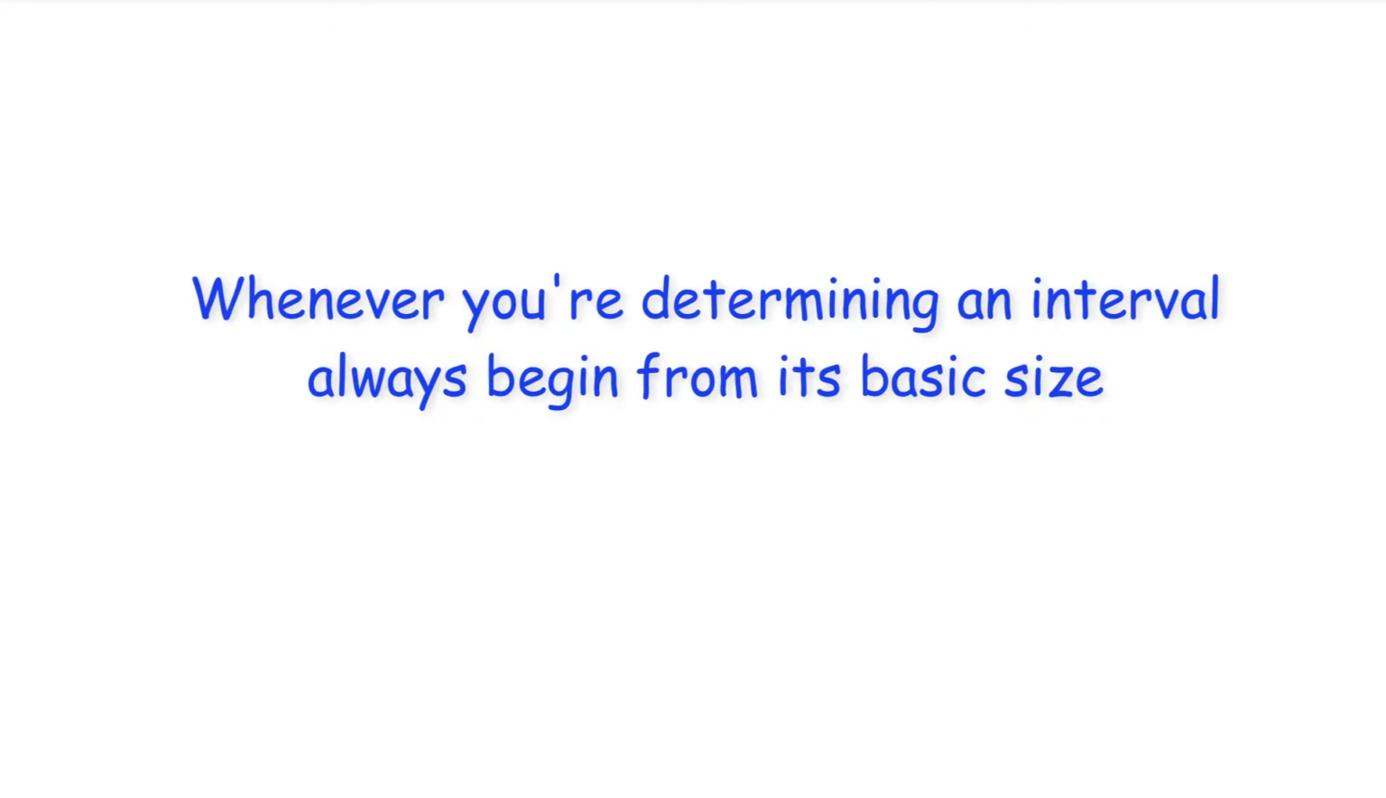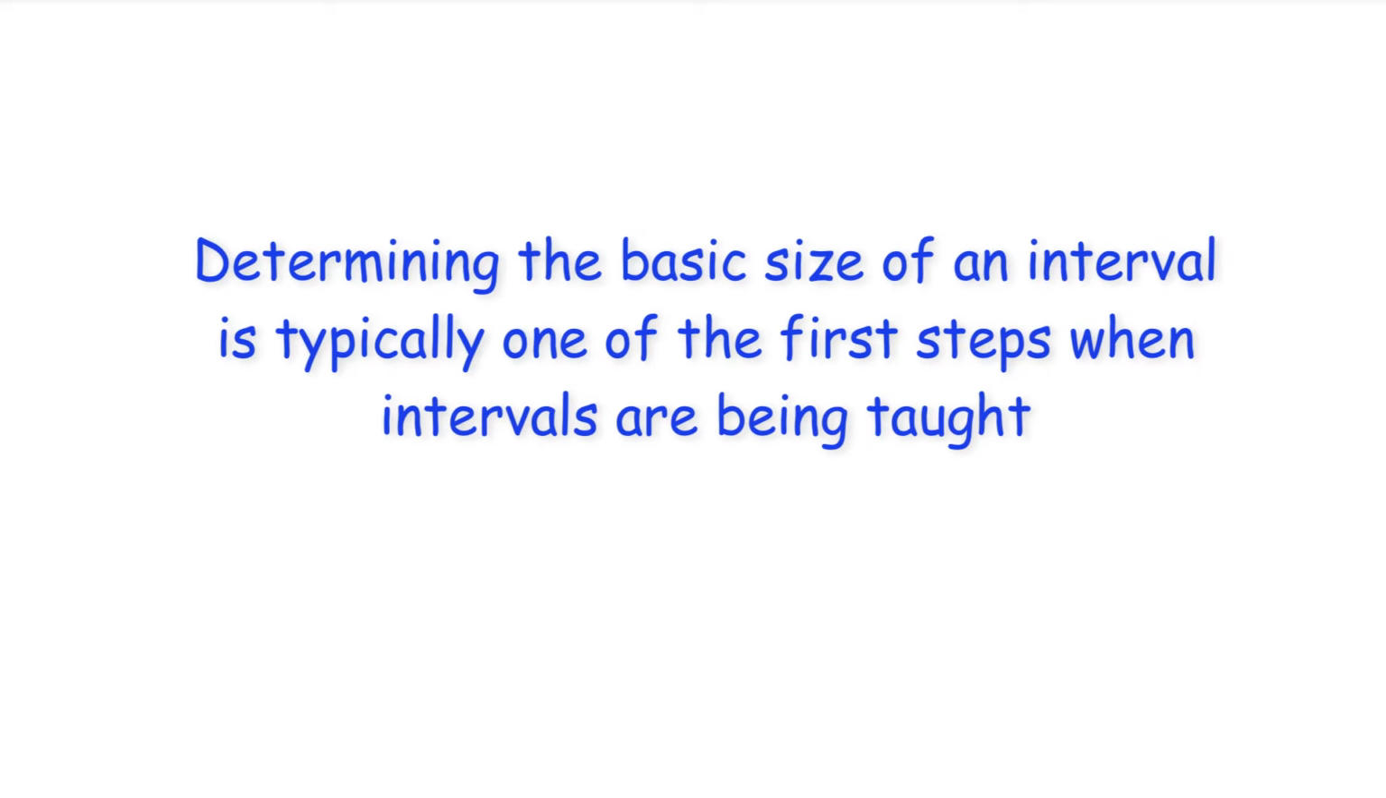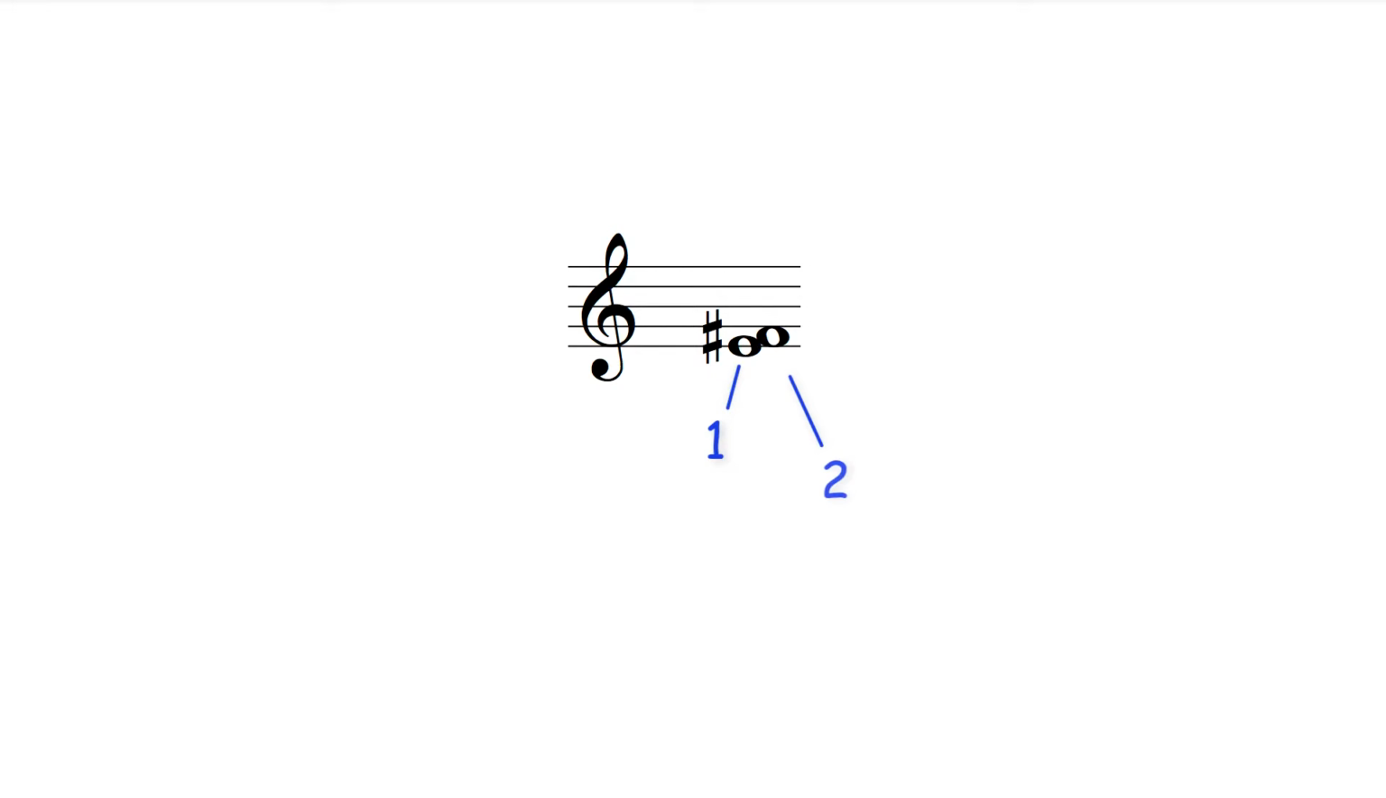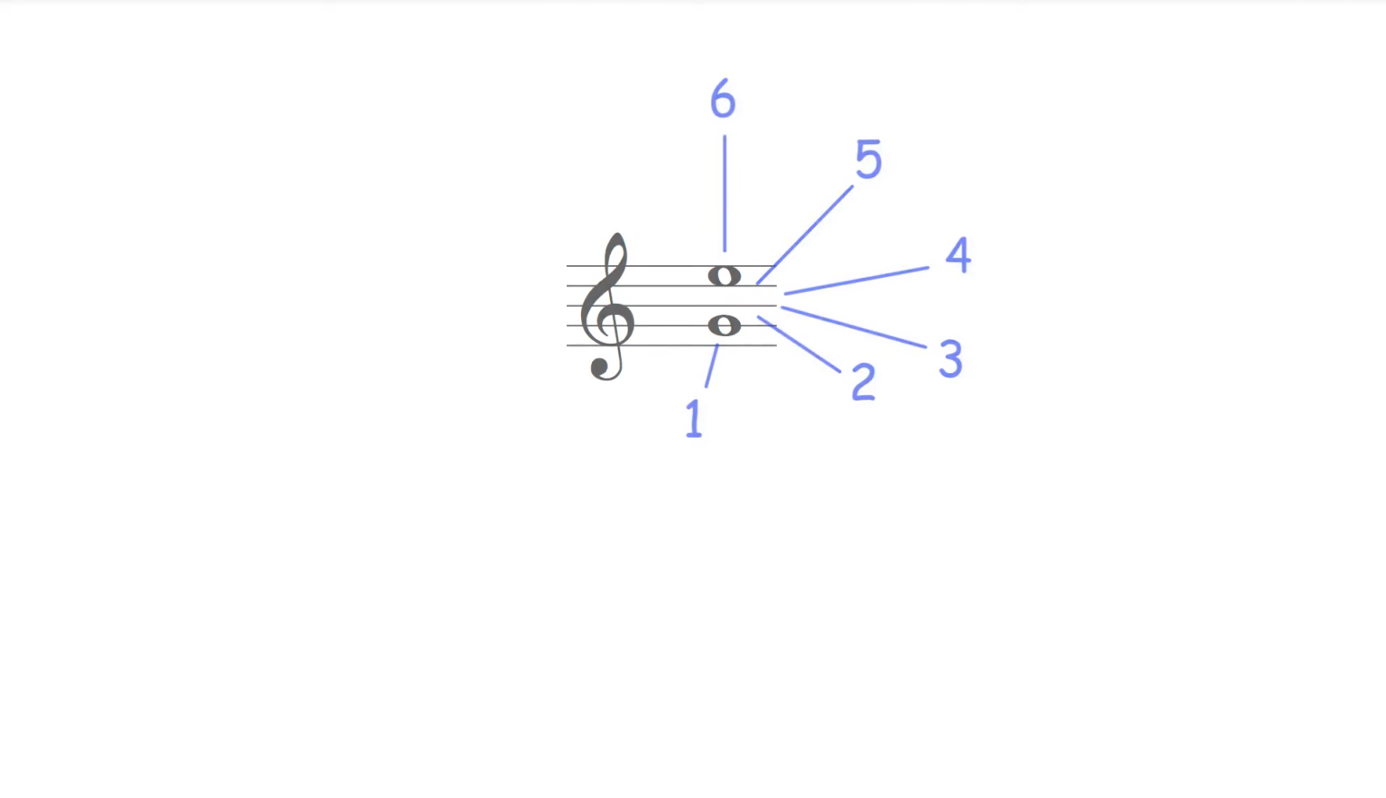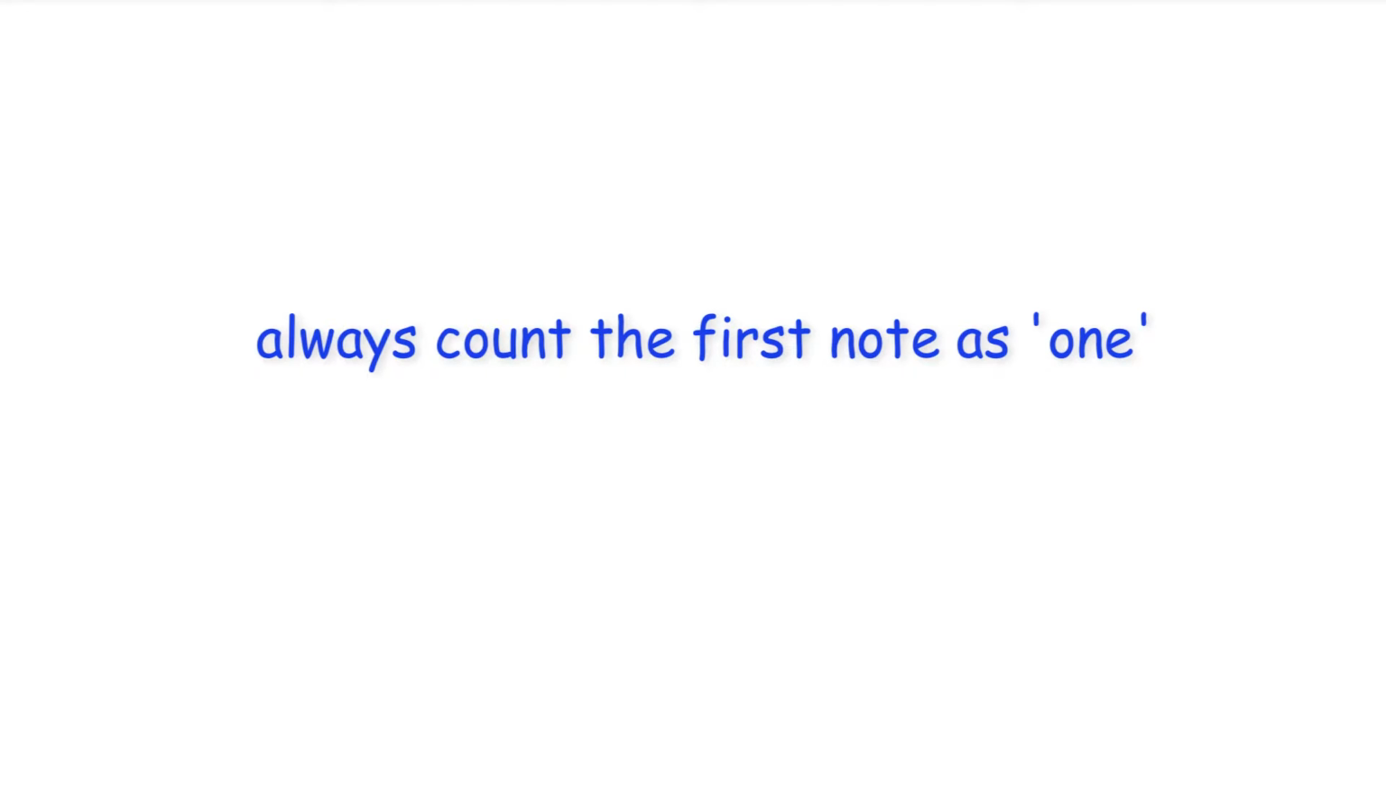Whenever you're determining an interval, always begin from its basic size. Determining the basic size of an interval is typically one of the first steps when intervals are being taught. For example, the basic size of this interval is some kind of second, as it includes 2 steps, while this is some kind of sixth, as it includes 6 steps. Remember to always count the first note as 1.